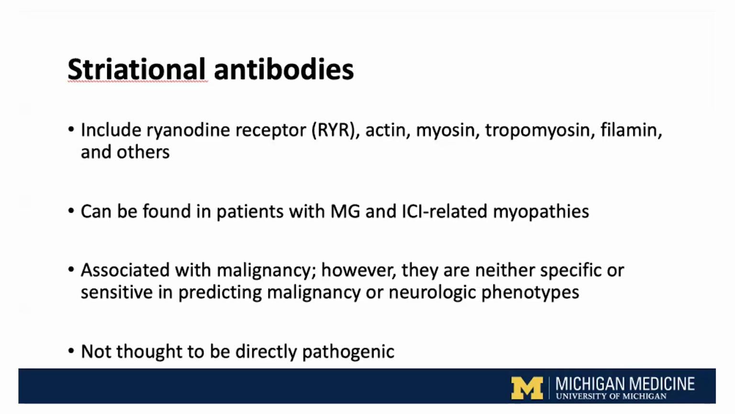As far as other antibodies, I'm just going to briefly talk about these. They really don't have much of a clinical role. The striational antibodies, which include multiple antibodies, as you can see, to the ryanodine receptor, actin, myosin, and so on, can be found in patients with myasthenia gravis. We don't really use this clinically when it comes to assessing a patient with myasthenia gravis. We see it in other conditions too, particularly immune checkpoint inhibitor-related muscle disease or myopathies. It can be associated with malignancy, though it's not really specific or sensitive in predicting which malignancy or neurologic phenotype. We just know that it can be present, especially if someone has a malignancy like myeloma.